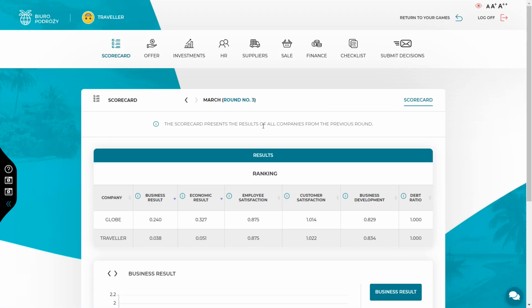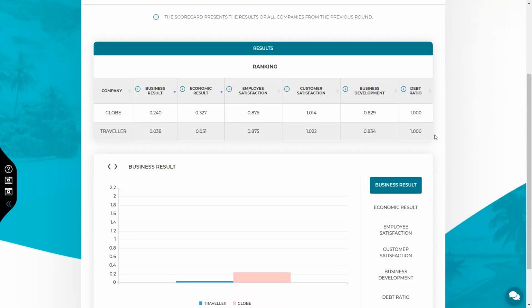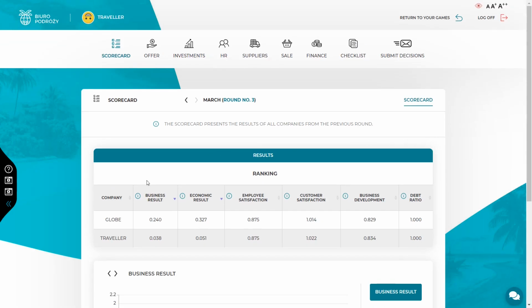Scorecard is the base for the ranking of the companies. It compares all competitive companies based on a few indicators. The main indicator, which is the base of the ranking, is the business result. Business result is the product of the remaining 5 indicators which you can see on the screen.